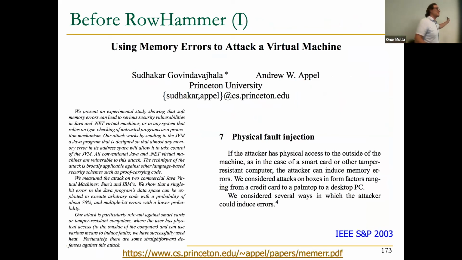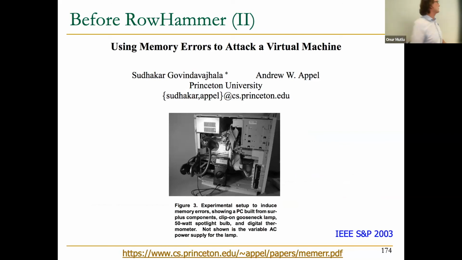I like this paper. This was published in IEEE Security and Privacy in 2003. It actually took advantage of bitflips in memory to take over a virtual machine. It's essentially a very similar attack to what Google developed using RowHammer. And the way they induced memory errors was to put a lamp on the system over here. So you get a lot of memory errors, clearly. It's a probabilistic attack, etc.